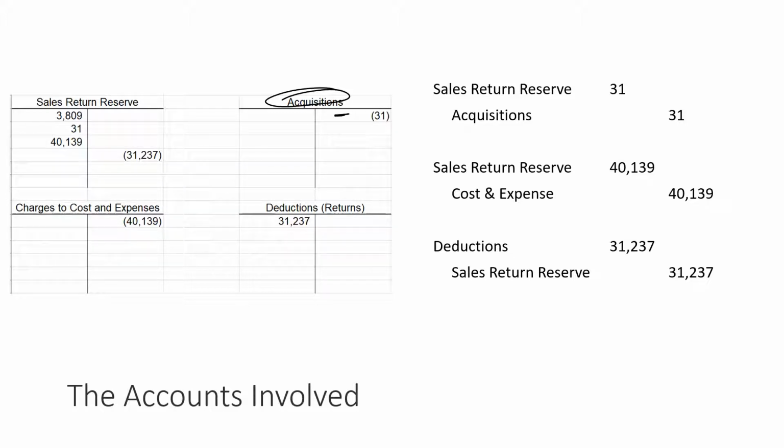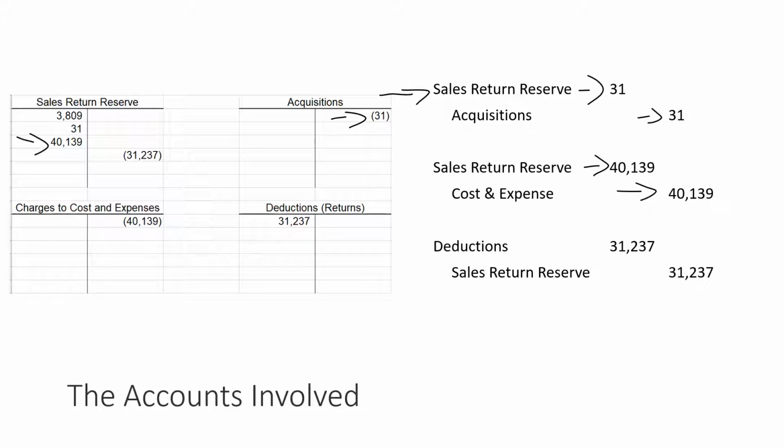Now, with that being said, we can go over here and look at the journal entries and see what they would look like. So if you look, you can see that the sales return reserve is debited for the acquisitions right there, and we'll just put an arrow there just for fun. And then it was also debited for the cost, boom, or charges to cost and expense.